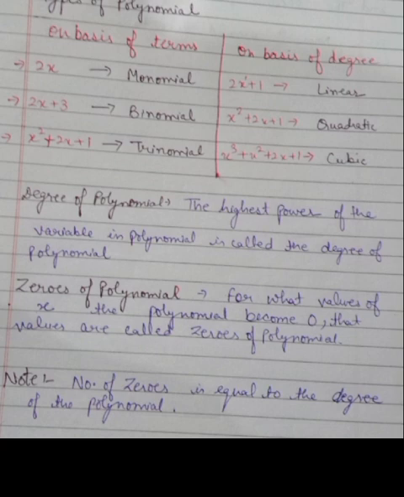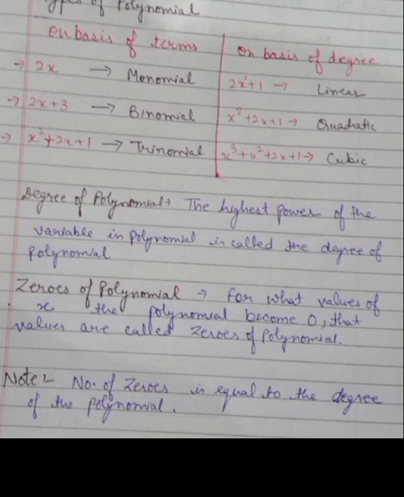Now we will learn about the zeros of a polynomial. For what value of x, meaning the variable, the polynomial becomes 0, those values are called the zeros of the polynomial. In the quadratic equation we have the highest power 2. So there we will find two values of x, and those two values will be the zeros of the polynomial. Same in the cubic, we have a power 3.